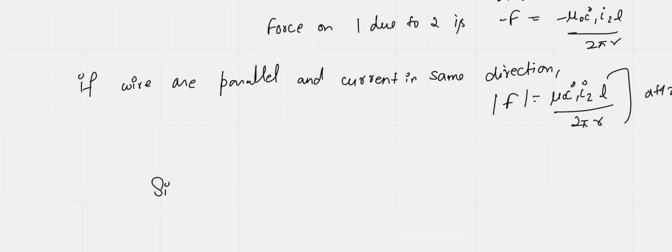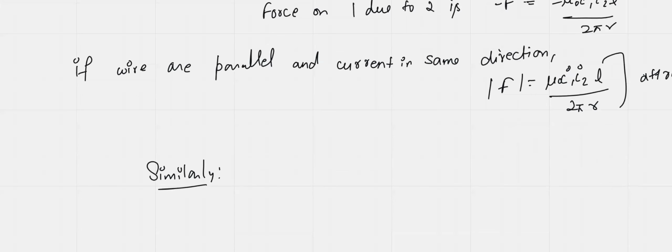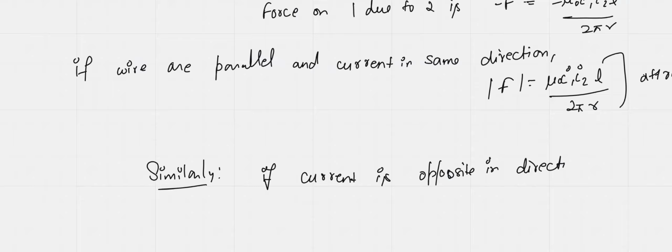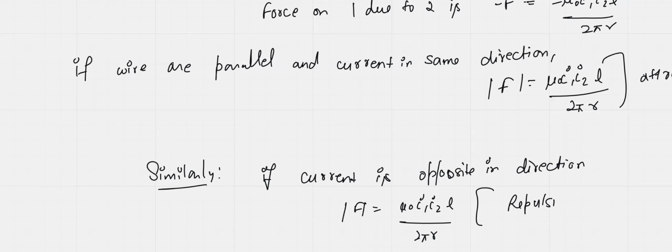Similarly, if current is in the opposite direction, then what will happen? They will repel. Then F will still be the same thing, mu naught I1 I2 L divided by 2 pi r. Just the nature will be repulsive. Okay, I'll just show you how.